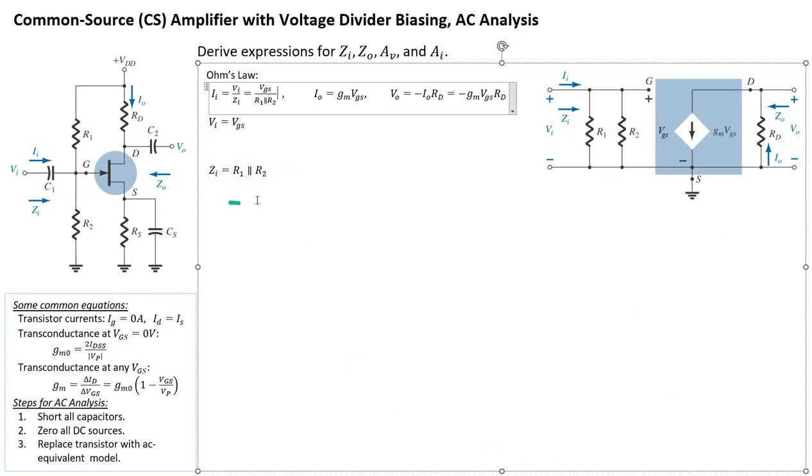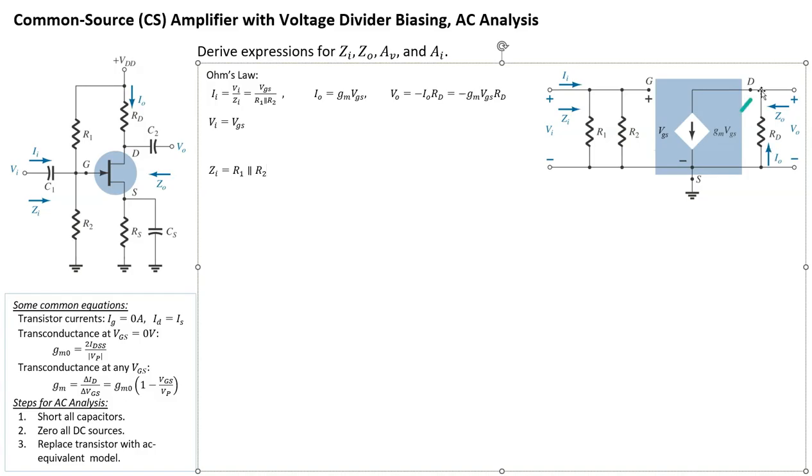So that's ZI. Let's have a look at ZO. Whenever we do ZO, we have to ensure that VI is set to 0. Whenever you do an output impedance, the input signal is set to 0. Since VI is 0, VGS is 0, because they are the same pair of nodes. So if VGS is 0, then gm VGS is 0, meaning 0 amps, an open circuit. Then ZO will only see RD.